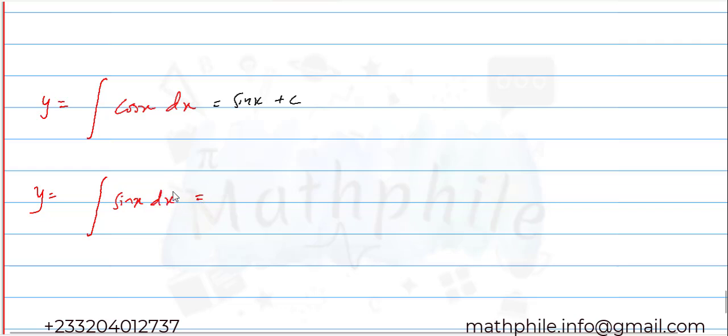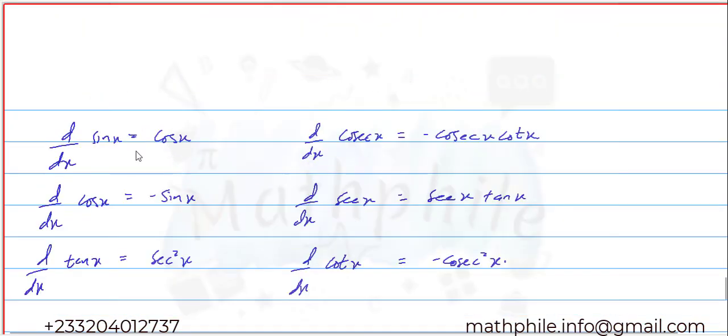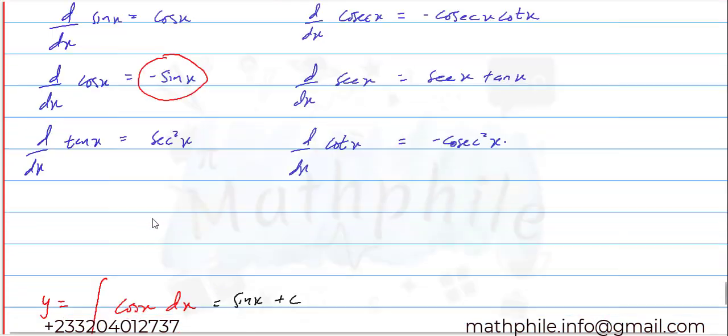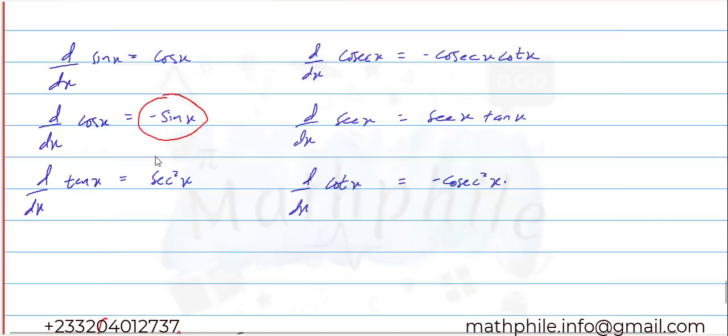What do you think the answer is going to be for this one? Unfortunately, if you go up over here, there is nothing to differentiate to get sine x. The closest to this one is negative sine x, that is if you differentiate cos x. So let's be smart about this one, because we know that if you differentiate cos x, you're going to get negative sine x. How about we differentiate, if I give you y is equal to negative cos x to differentiate.